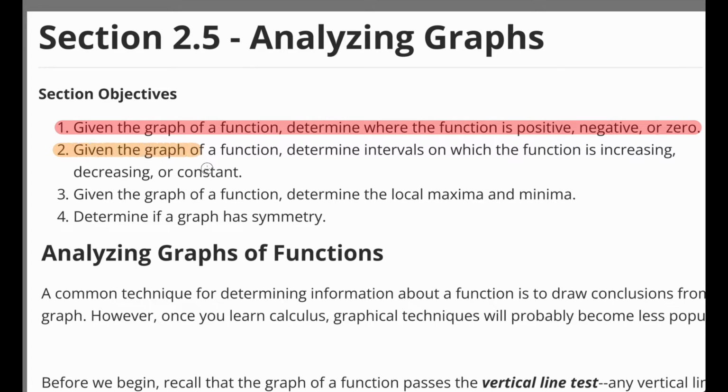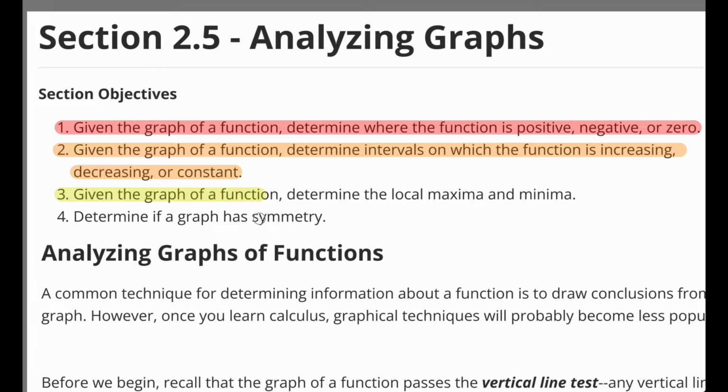The second thing, given the graph of a function, determine intervals in which the graph is increasing, decreasing, or constant. So now you're actually just checking, is the graph going up or down as we go left to right? And if it's not going up or down, then it's constant. If it's going up, obviously it's increasing. If it's going down, it's decreasing. I'll show you some examples on that later.